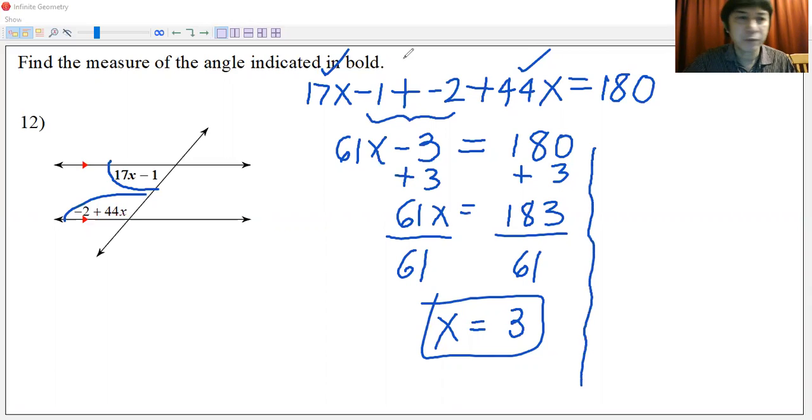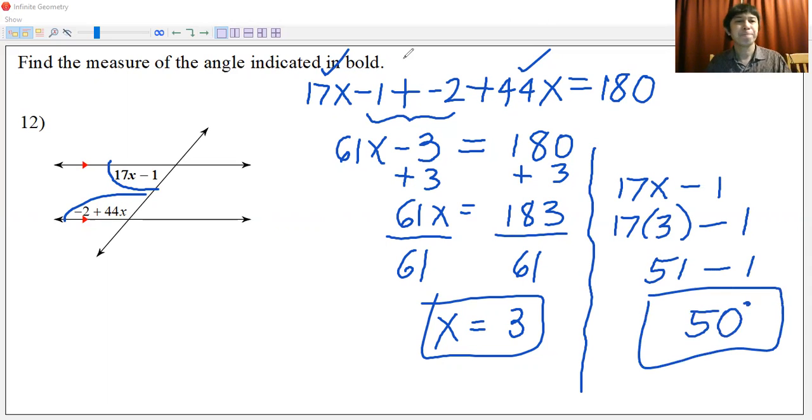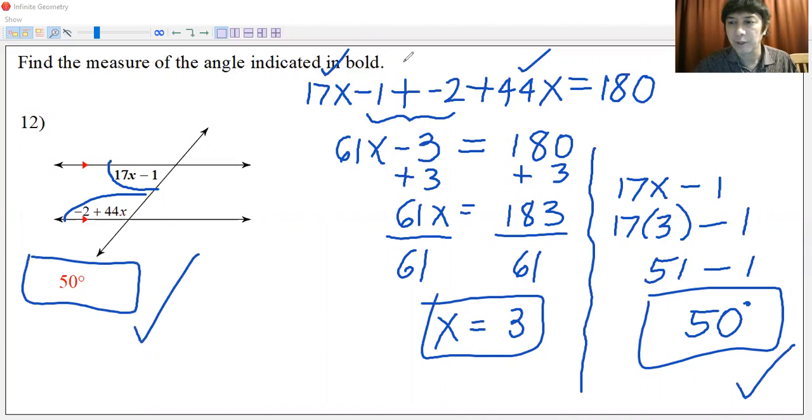Now we're up to solving the angle with darker letters and numbers. 17x minus 1, okay? And then this will now be 17 times 3 minus 1. So we have 51 minus 1. We have 50 degrees there. Okay? All right, so that's our number 12. Let's see and verify. The answer is 50 there. And we are correct. All right, so that goes to our number 12. Let's proceed to number 13.